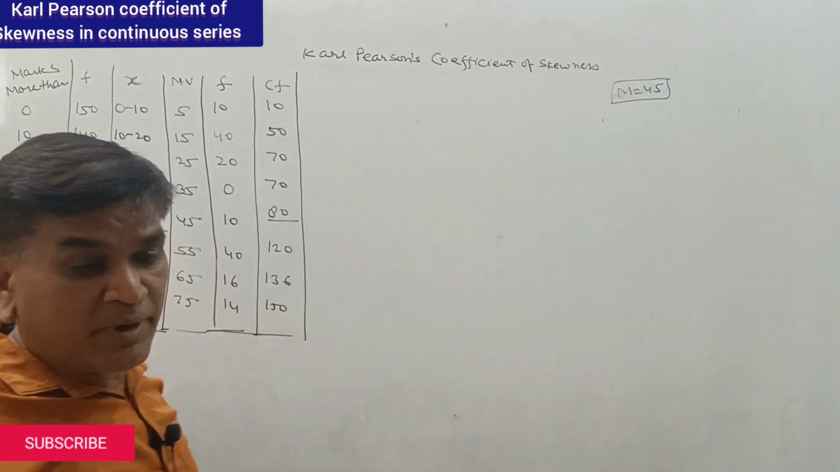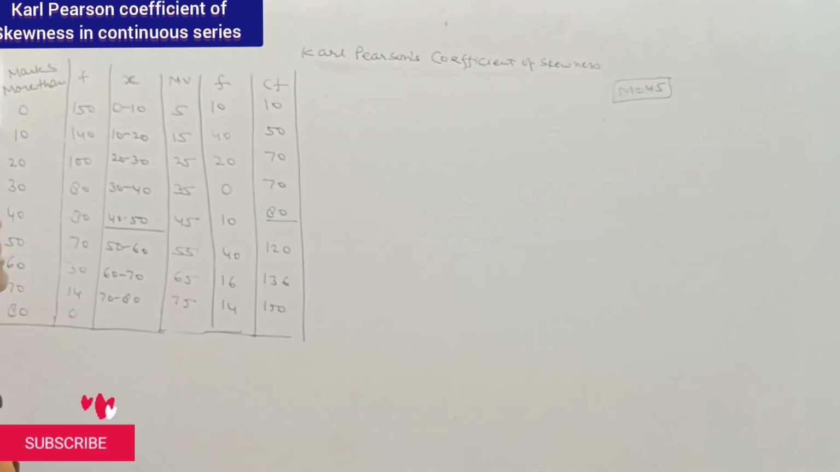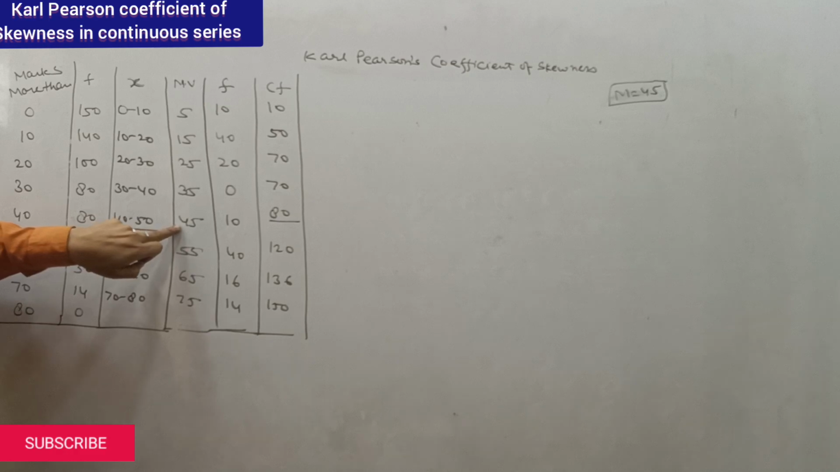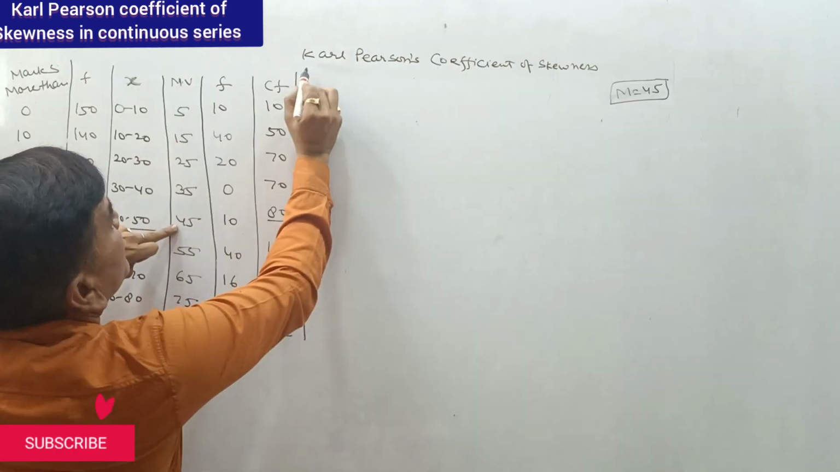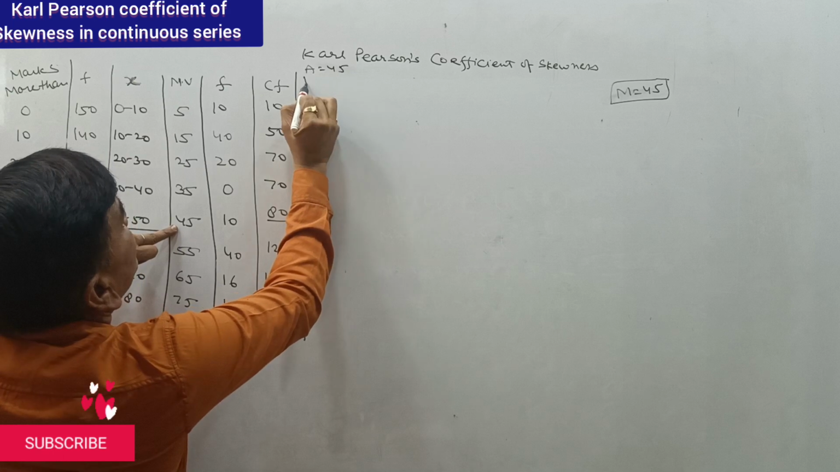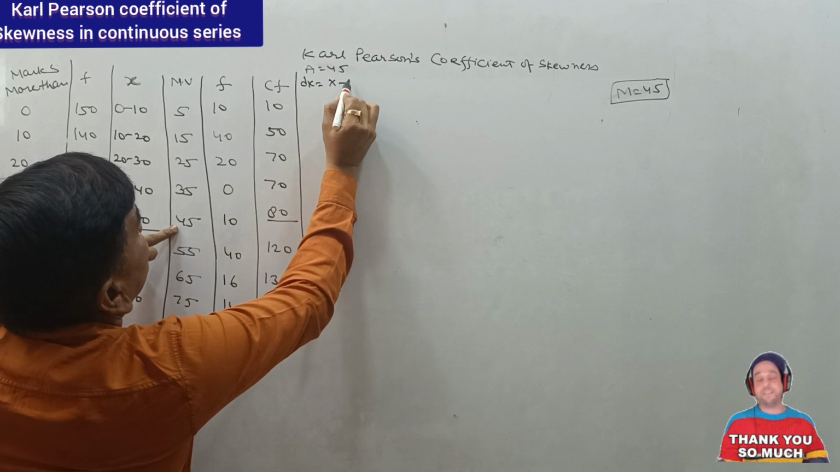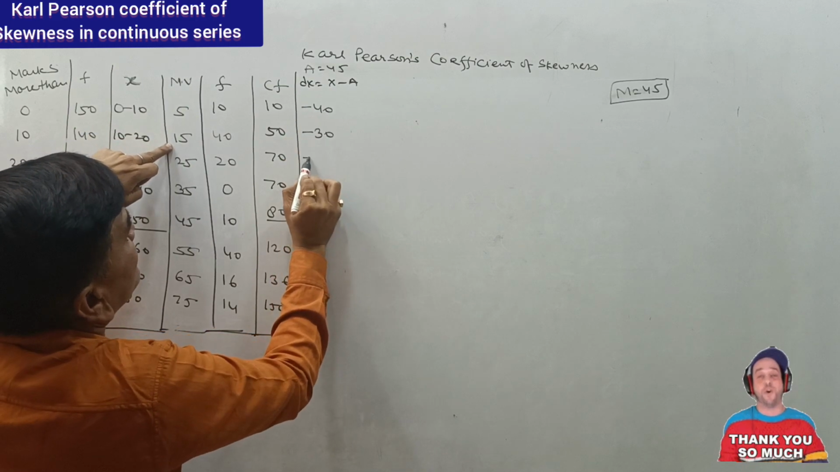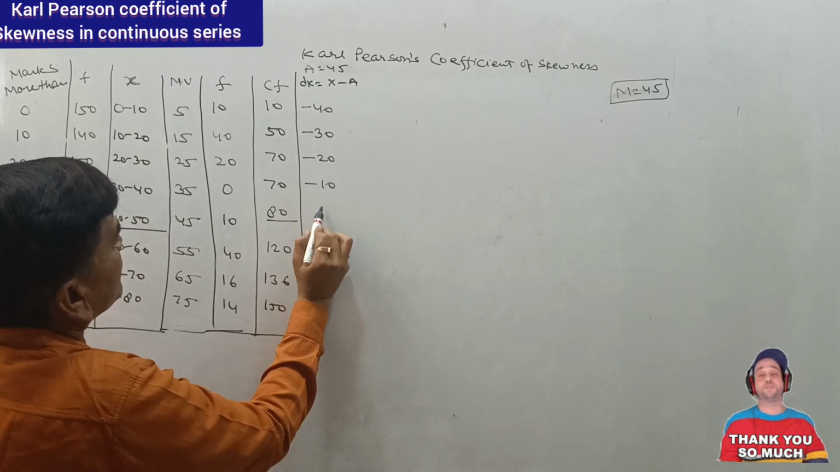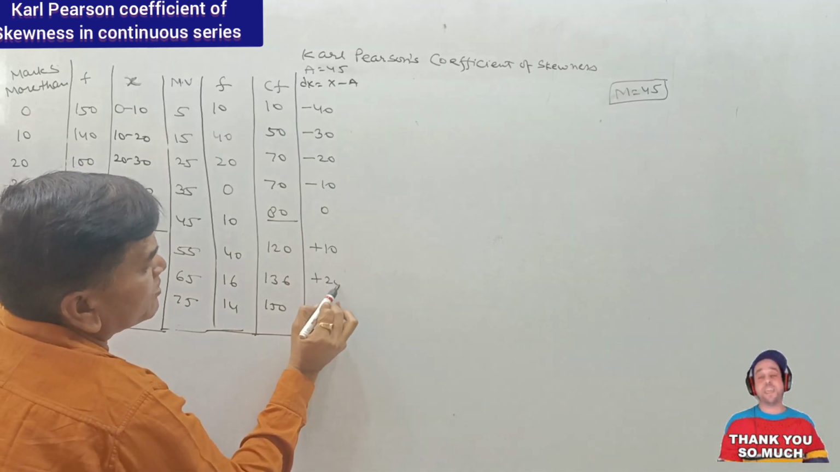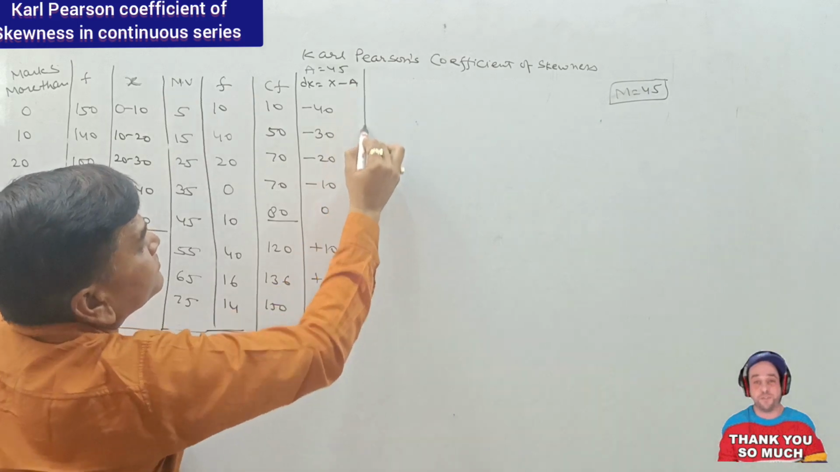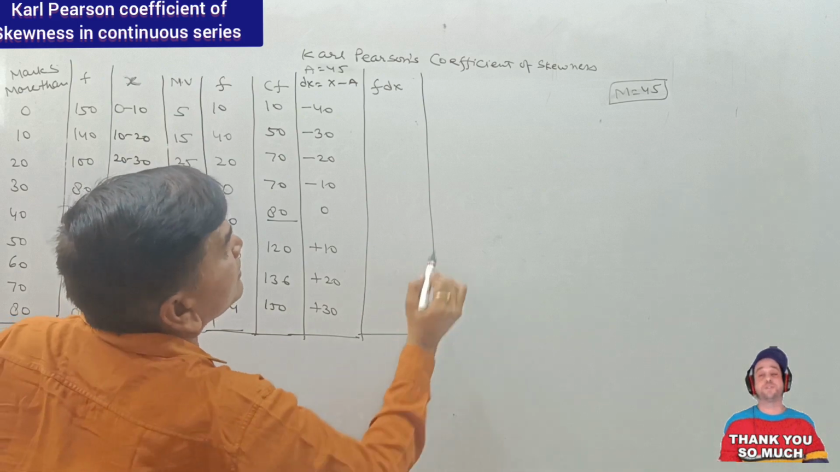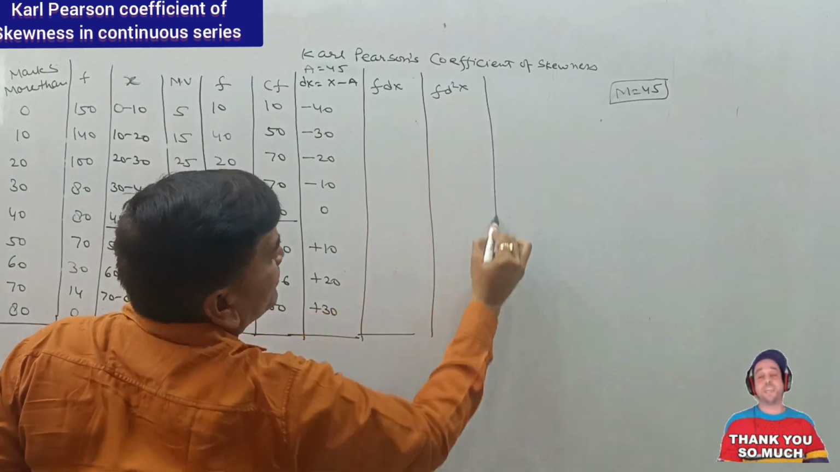Next, now we want the arithmetic mean. For calculating the arithmetic mean, suppose this is our group 45, our assumed mean is 45, so dx is x minus assumed mean. So minus 40, minus 30, minus 20, minus 10, plus 10, plus 20 and plus 30 are over there. We require f dx and f dx square, two values we require.